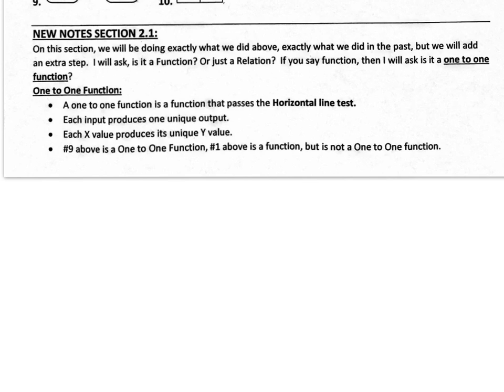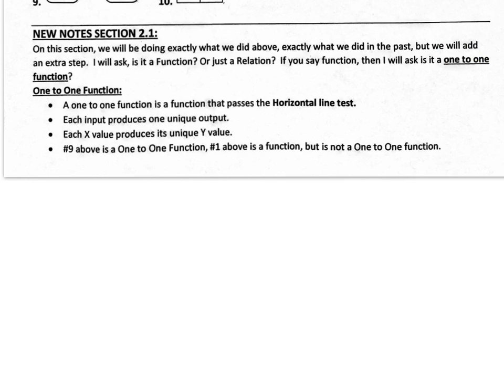When it comes to functions and relations, we're going to add a new twist to it. Check it out. In this section, we'll be doing exactly what we did in the past, but we will add an extra step. I'm going to ask, is it a function? So you need to just say, well, is it a function or just a relation? You guys already know how to do that, according to the last video, hopefully. If you say it's a function, then you also have to state whether it's a one-to-one function.